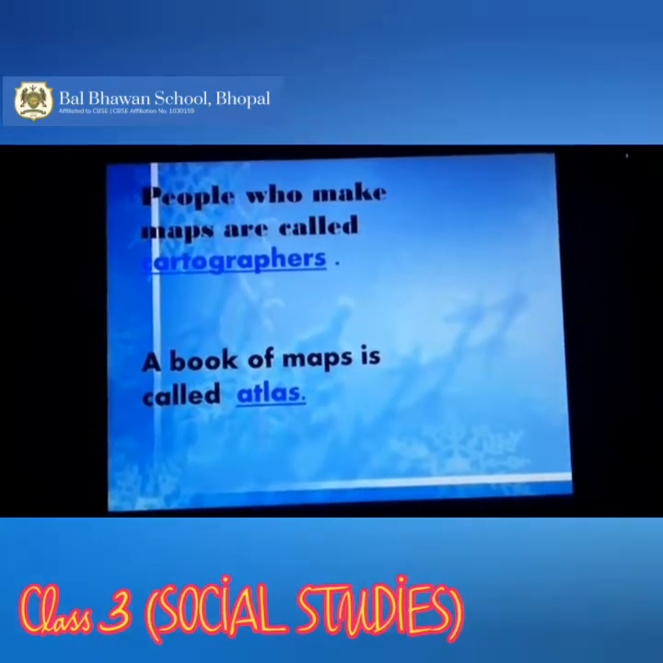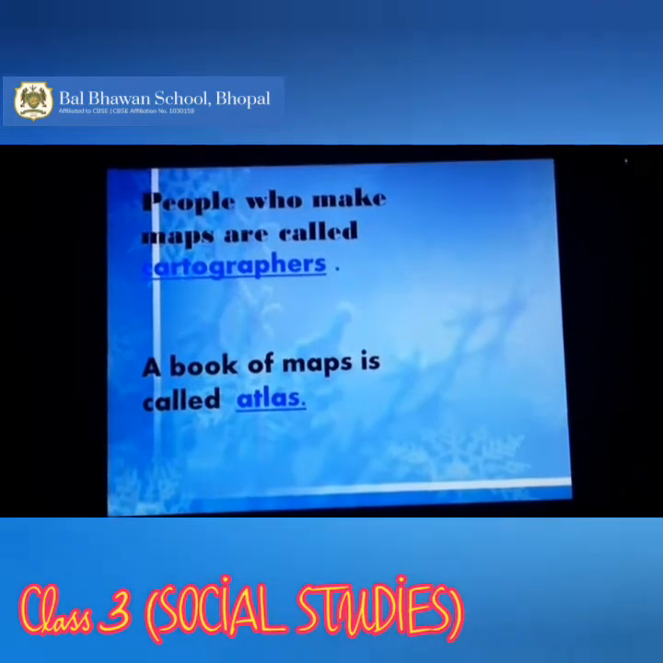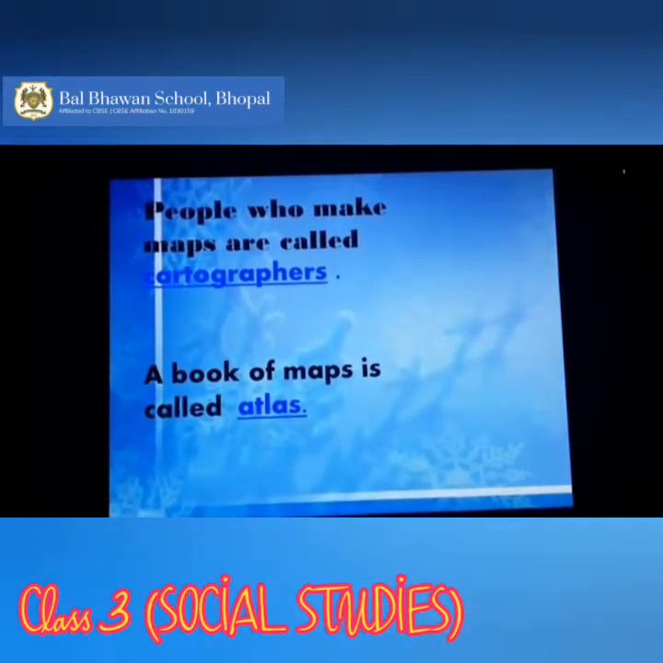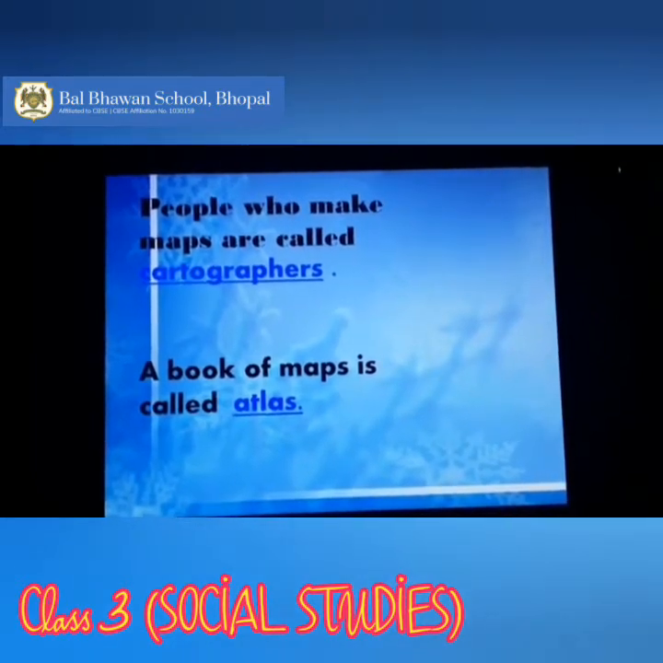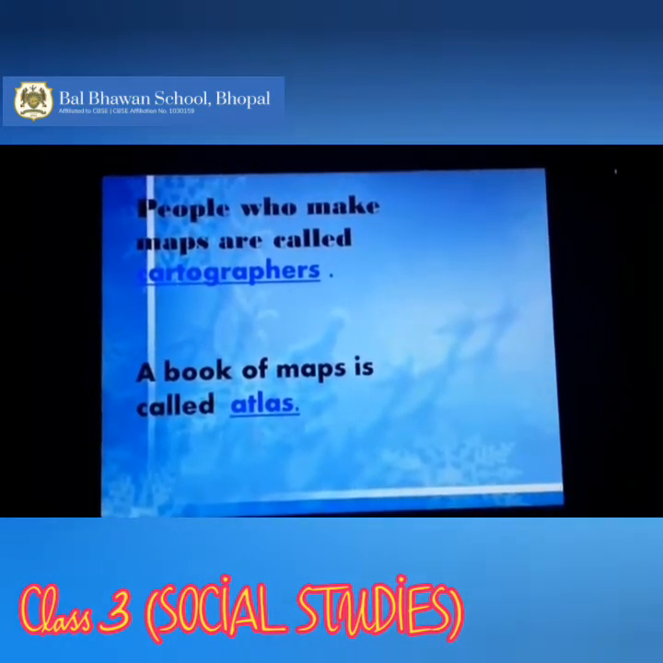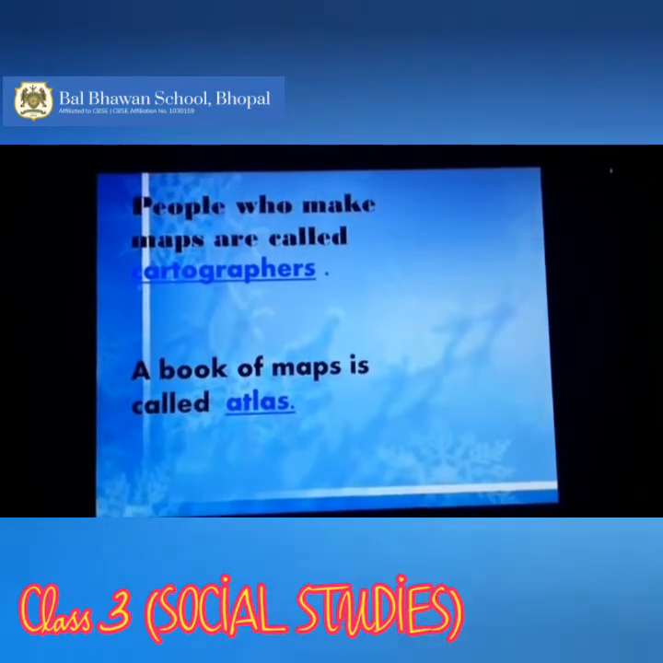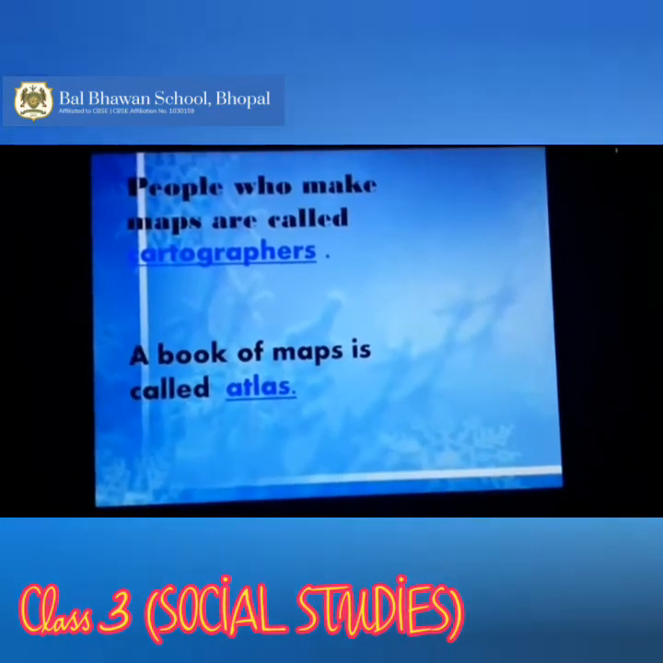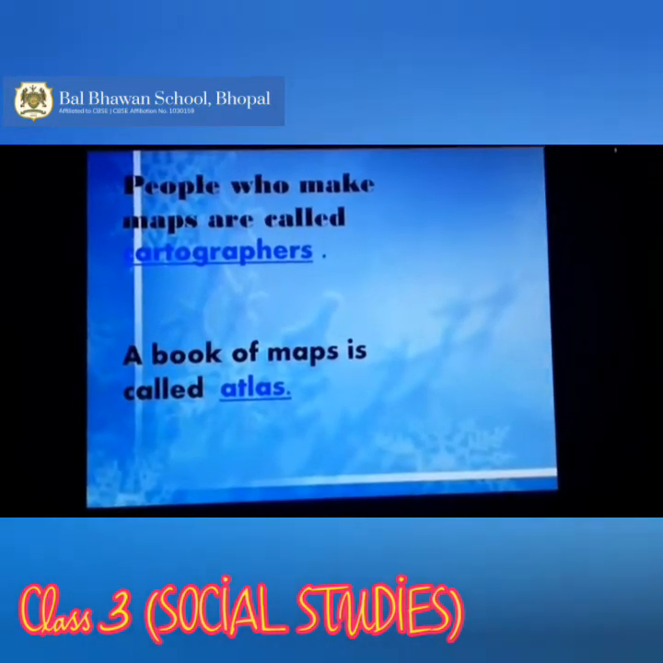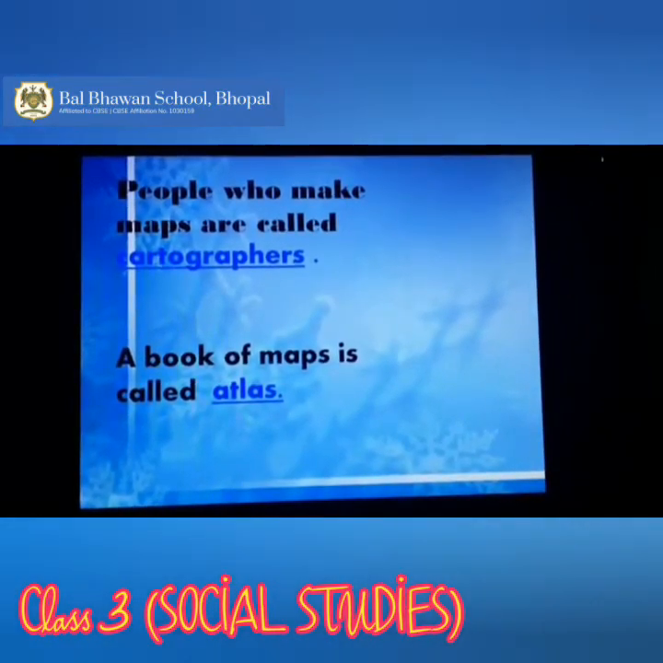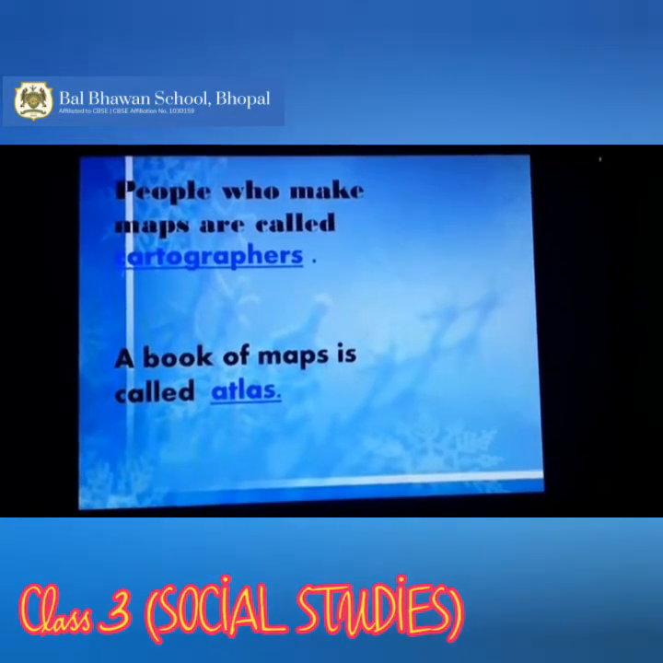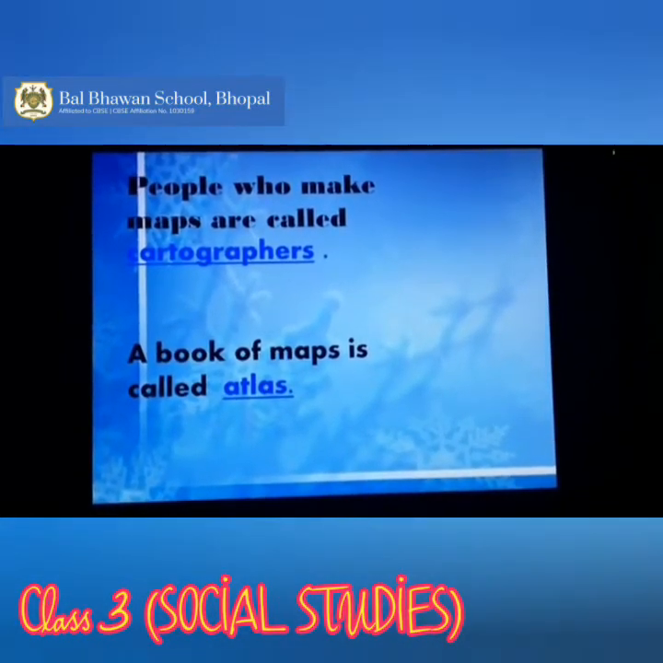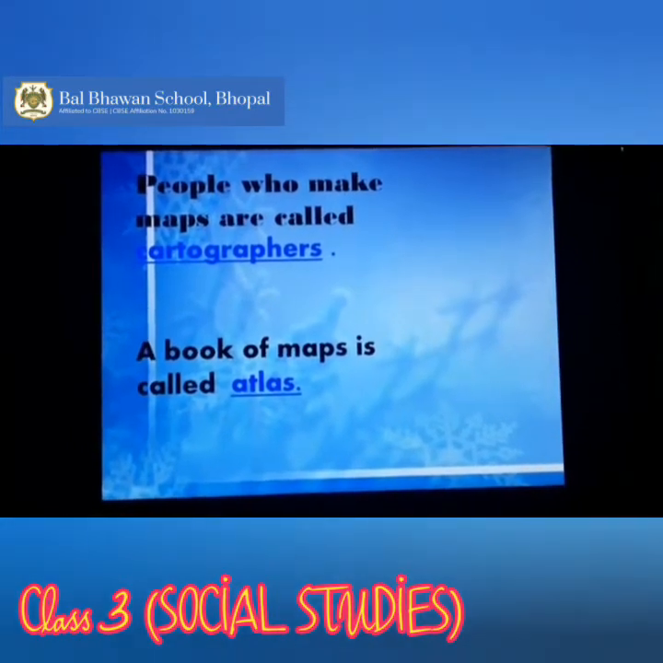Alright kids, now can you tell me who are the people who make maps? Yes, the people who make maps are called cartographers. Now can you tell me what you call a book of maps? Yes, a book of maps is called an atlas. An atlas is a collection of maps of different parts of the earth compiled together as a book.